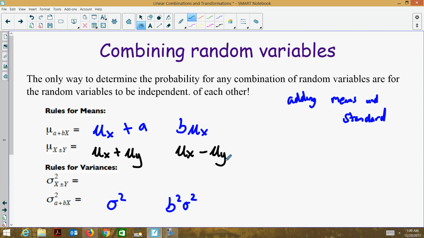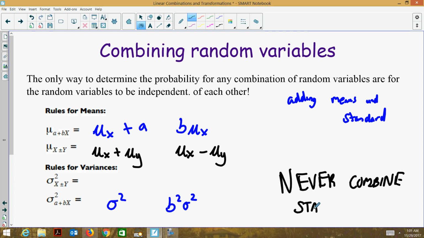But this is not the case with standard deviation. You can never combine standard deviation because it is a distance formula. It talks about a distance. So think about a right triangle. When I want to find the hypotenuse, I don't just add the two legs together.